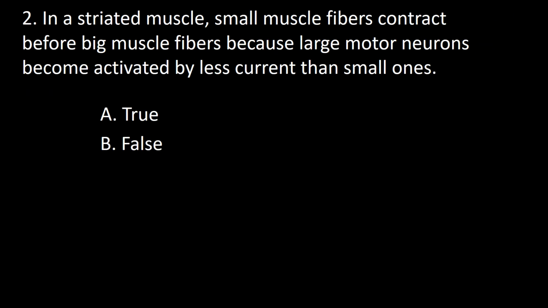Next question. In a striated muscle, small muscle fibers contract before big muscle fibers because large motor neurons become activated by less current than small ones. A true, B false.